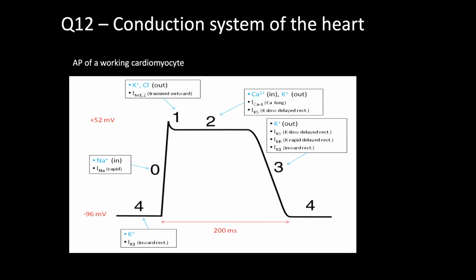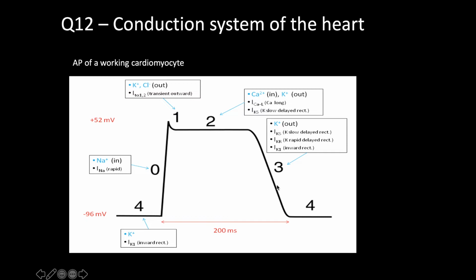Cool. And obviously this graph is very important. It's a graph of the action potential of a working cardiomyocyte, so a contractile cardiomyocyte. Not to be confused with an action potential graph of a pacemaker cell. That's different. So we're talking about a contractile cardiomyocyte, which follows the following phases: 4, 0, 1, 2, and 3. I'll get to the details later.